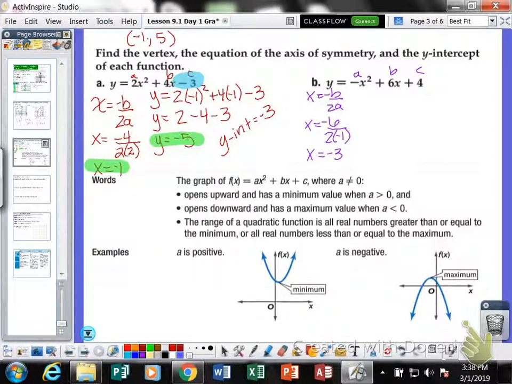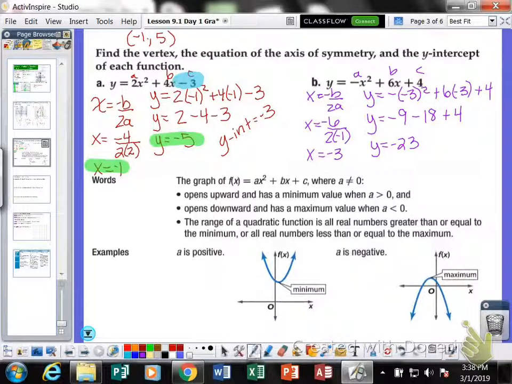Good. Now I have to substitute it back in. So y equals negative, and then in parentheses, -3 squared, the negative from the function, negative, and then x is -3. So there's 2 negatives there. Plus 6 times -3 plus 4. Y equals -3 squared is 9, so -9 minus 18 plus 4. -27 plus 4, y equals -23.